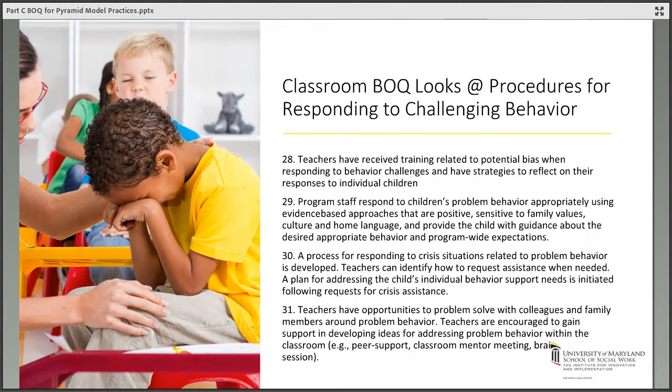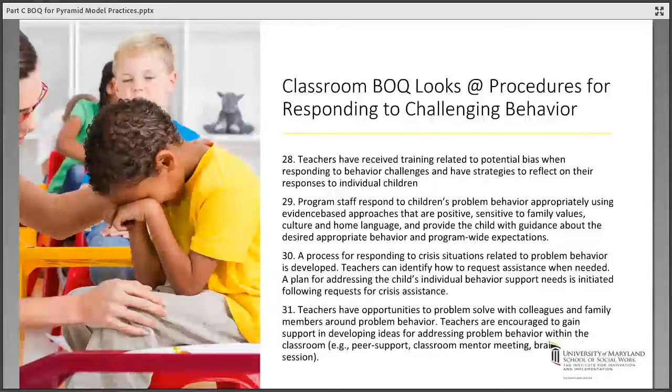And then the classroom benchmark of quality component, which is comparable, is really just called procedures for responding to challenging behavior. And you can see from the picture, it's really more classroom-based challenging behaviors, so you're thinking of a more traditional classroom setting. Do teachers receive training related to potential biases when responding to behavior in the classroom? Implicit bias is a big thing right now. There is a lot of current training available, and at least conversations with staff around how that might be playing out for you locally.